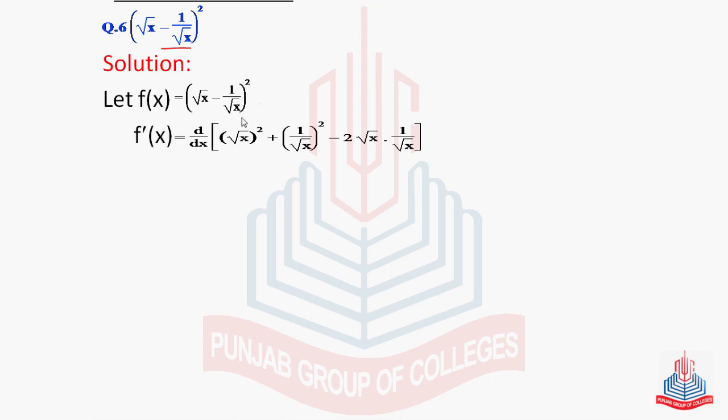So this is in the form of (a minus b) whole square, so that will be a square plus b square minus 2ab. So that is (square root of x) whole square plus (1 over square root of x) whole square minus 2 into square root of x into 1 over square root of x. Still we didn't apply differentiation here. Square root x whole square will be x. This will be 1 over x minus this, and square root x will be cancelled out. So we have x plus 1 over x minus 2.